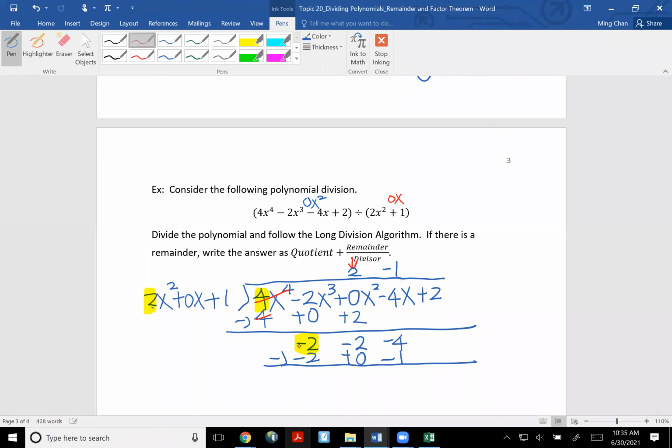Long division, we will subtract. First term always cancels out. Negative 2 subtract 0 is negative 2. Negative 4 subtract negative 1 is negative 3, right? Because that becomes negative 4 plus 1, which is negative 3. All right, bring down the last term and start my process over.